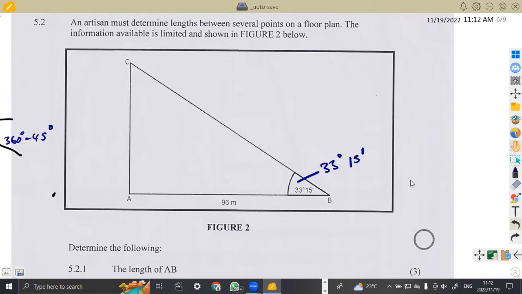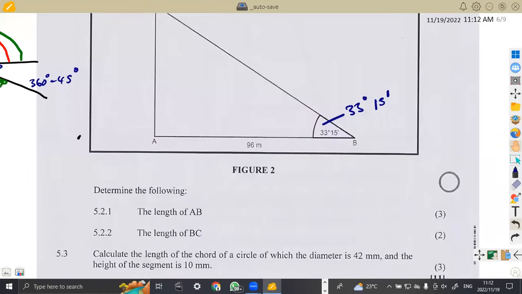So the first part was to calculate the length of AB. How can we calculate the length of AB, guys? AB is already given. This is A, this is B. The length of AB is already given as 96 meters. So you see this paper had a lot of errors. 3 marks for calculating AB is nothing like that. Okay, anyways, that is what we had.